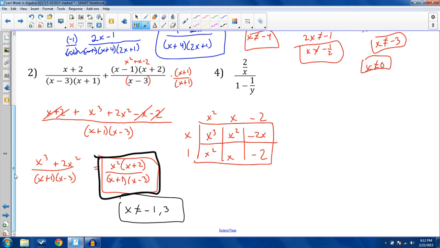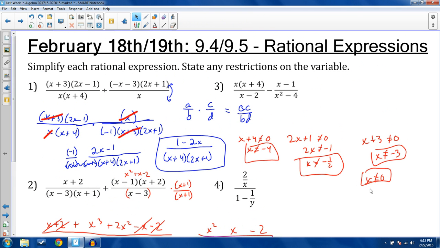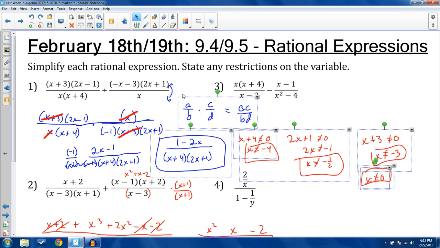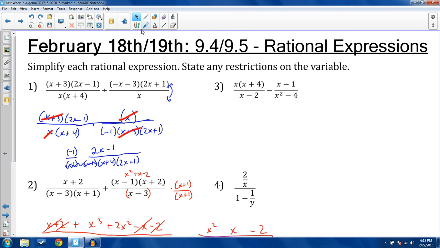Okay. I'm going to erase some stuff over here to work on number 3. Sorry about that. This one's subtraction. Same idea, only again with a common denominator, we need to really work towards saying what are the multiples and factors here. X squared minus 4, I'm just going to rewrite right now. This is x plus 2 times x minus 2.